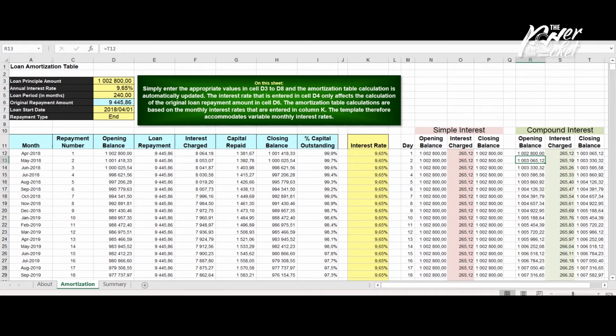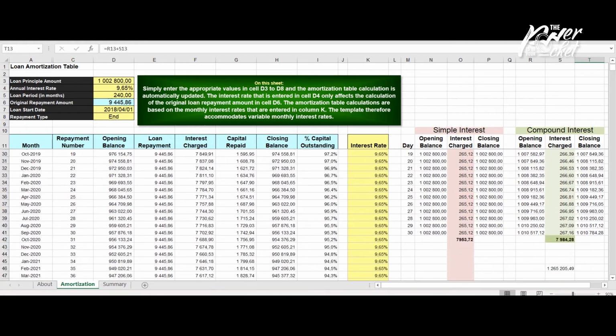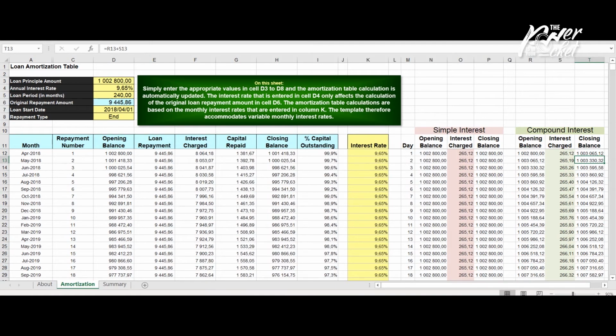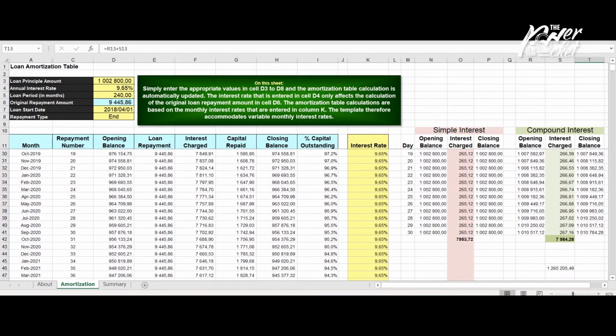So this amount, you see that there's a 7-cent difference between the two amounts. And then when you add this to this opening balance, you get that amount. And so it continues for the duration or the term of your loan, right? And interest is calculated daily and capitalized monthly.